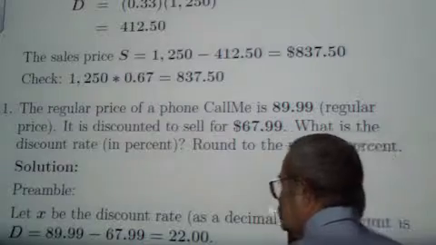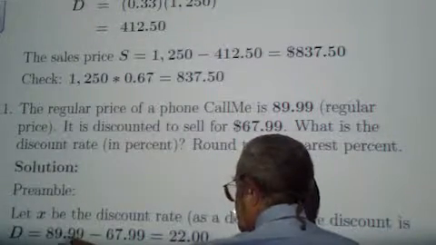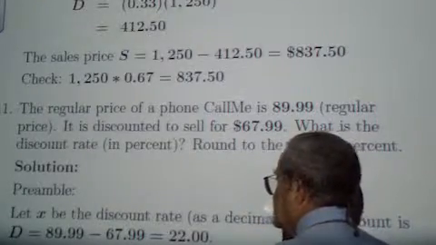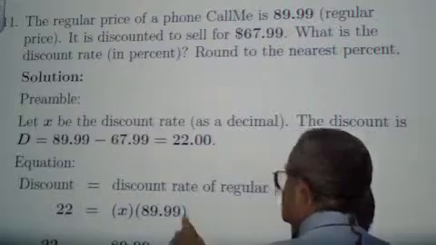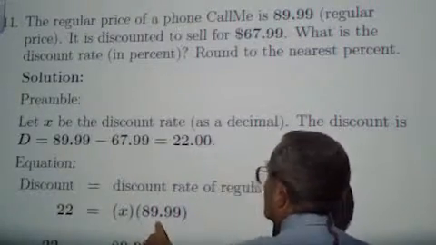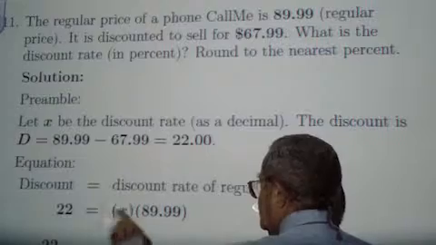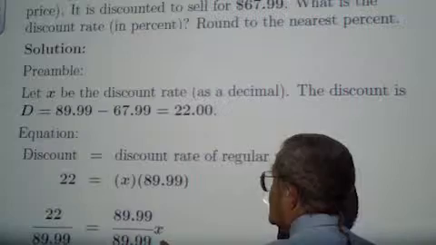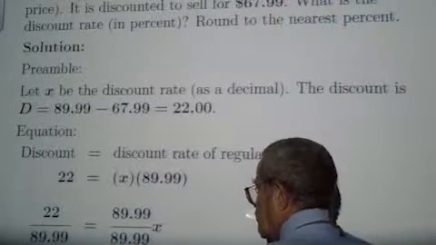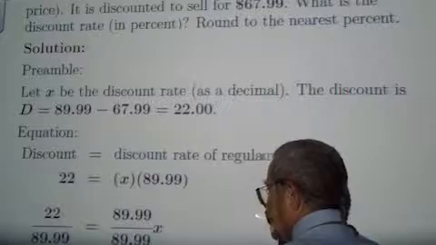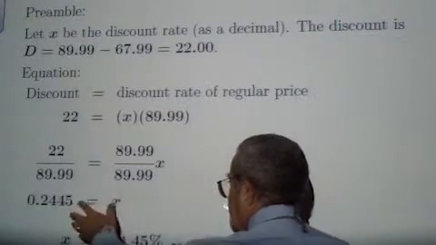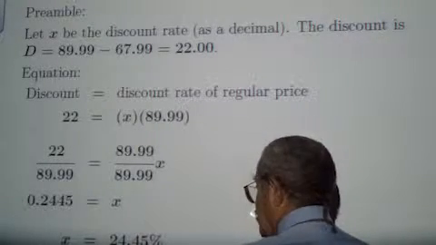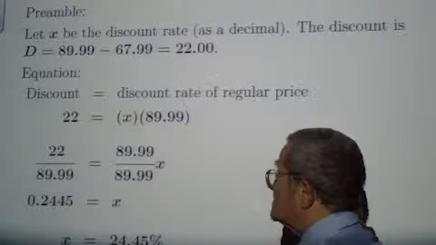The discount is the regular price minus the sales price, which is $22. And the discount is a percent of the regular price. Divide both sides by 89.99. Again, that X should be here. That X should be correct. And that's supposed to give you 0.2445. Multiply by 100%, move the decimal point 2 places to the right, 24.45%, rounded to 24%.